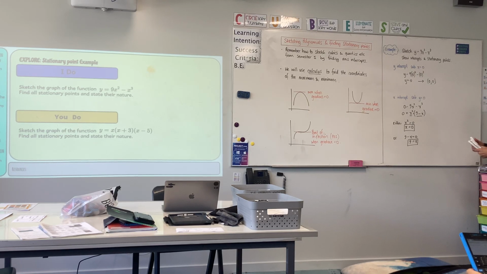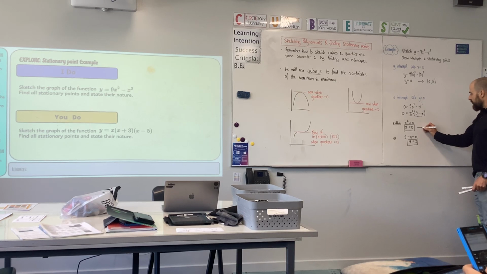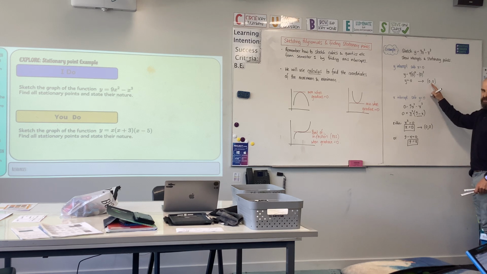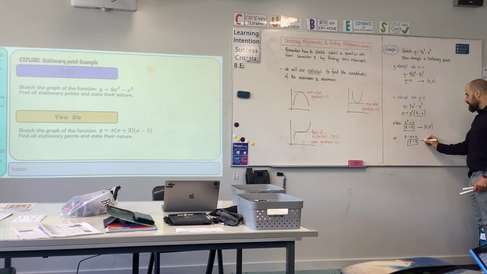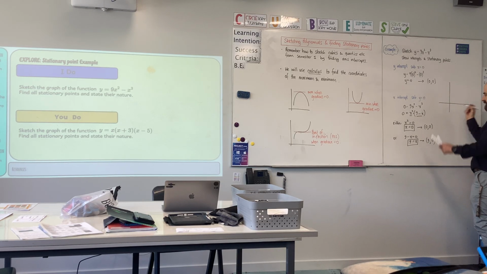So now, when I start to plot my graph, this one tells me when x is 0, y is 0. Same point, not super helpful. This one tells me when x is 9, y is 0. To start to sketch my graph, I know it goes through 0, 0, and I know it goes through 9, 0. I've only got 2 points.